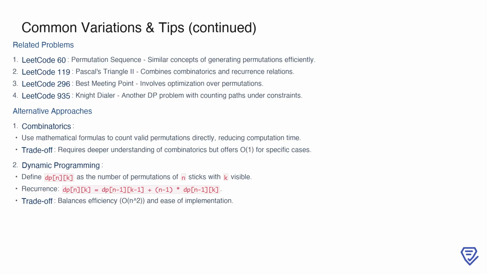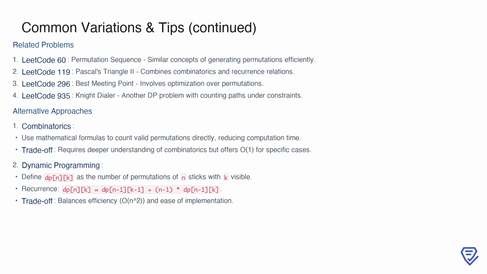If you're looking for alternative approaches to solving the problem, combinatorics is a powerful method. By using mathematical formulas, you can count valid permutations directly, which reduces computation time significantly. However, this approach requires a deeper understanding of combinatorics and is not always intuitive.